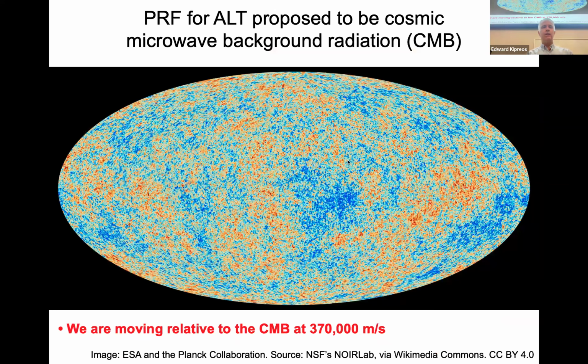Initially, publications had suggested that the preferred reference frame for ALT would be the cosmic microwave background radiation. This is the remnant of the Big Bang. It used to be superheated. It's now cooled down to microwave energy, which is pretty low, and it fills everything in the universe. And it's very uniform, and they've just blown up the little differences to show it to you here. But it turns out that this cannot actually be the preferred reference frame. One thing is we're moving relative to the CMB at 370,000 meters per second.